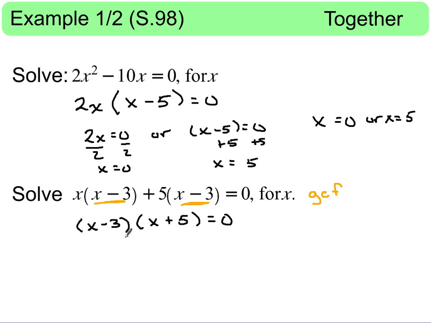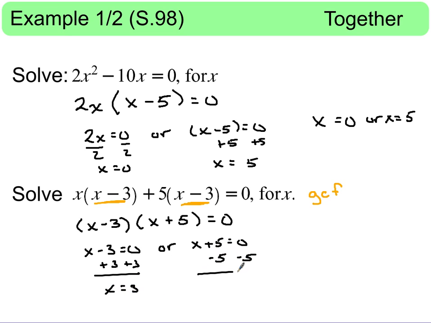So we see this factored notion where we would say x minus 3 equals 0 or x plus 5 equals 0. So if we add 3 on both sides, x would equal 3. And if I subtract 5 right here, then x would equal negative 5. So then our answer would be x is equal to 3 or x is equal to negative 5. Both of these cases would make the equation equal to 0.